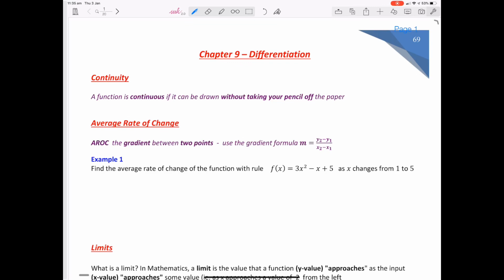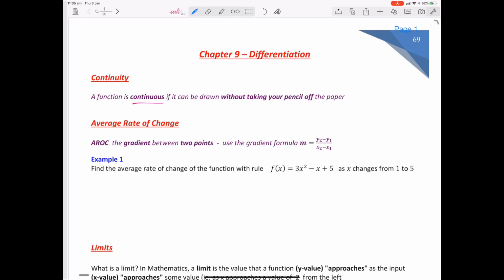We're just going to run through limits, average rate of change, and continuity quickly, or not quickly, but we're going to go through it. So, first thing, continuity. A function is continuous if you can draw it without taking your pen off the page. So this function, if it continued on left and right, that would be continuous.